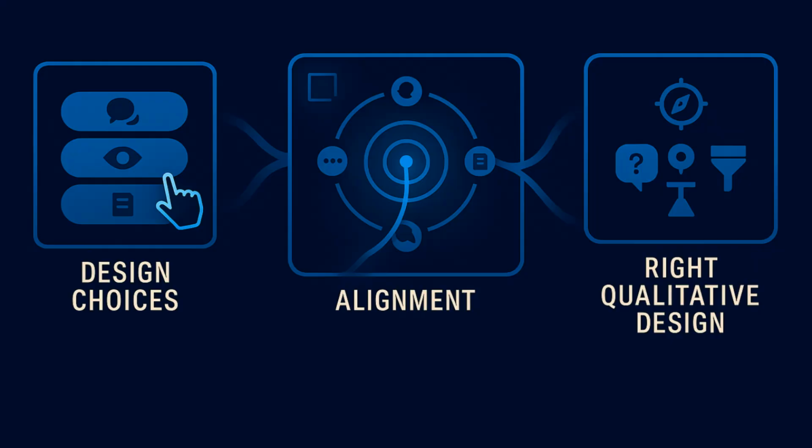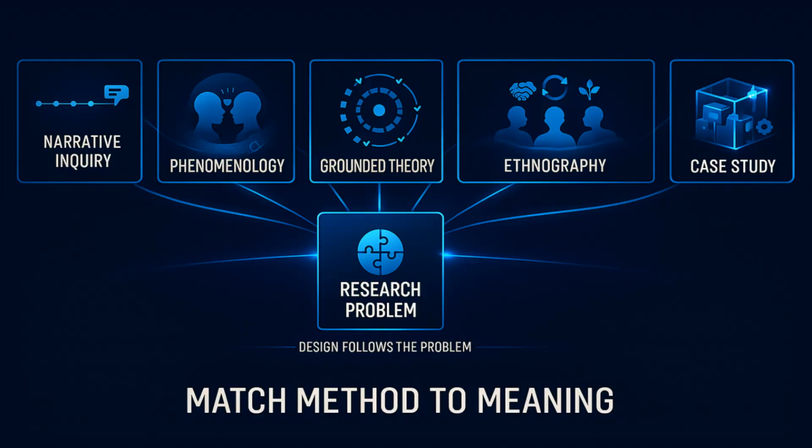Choosing the right qualitative design always returns to alignment. If the research problem centers on meaning across time, narrative inquiry reveals itself. If it seeks to understand the inner texture of a shared experience, phenomenology becomes the path. If it needs to illuminate the structure of a process, grounded theory is the way to go. If the meaning lives within a group's shared norms and practices, ethnography becomes necessary. And if the system itself is the puzzle, case study is the design that can hold its complexity.